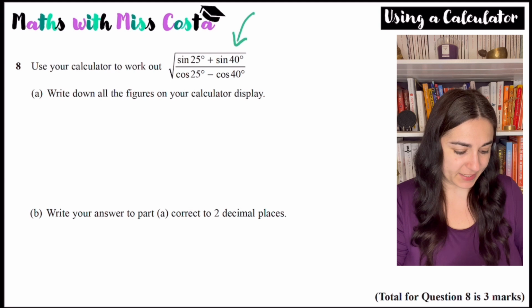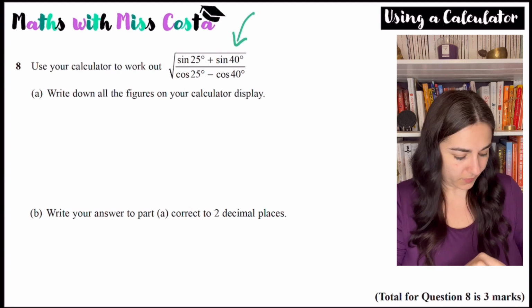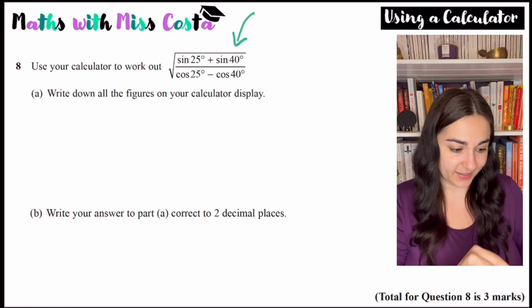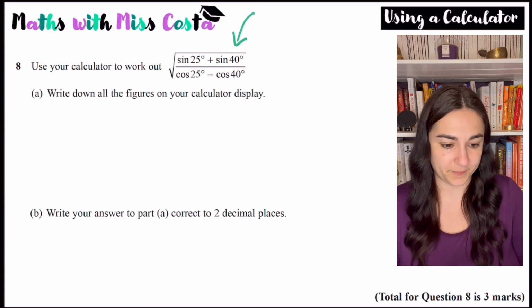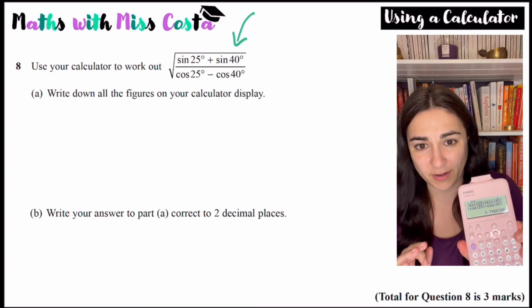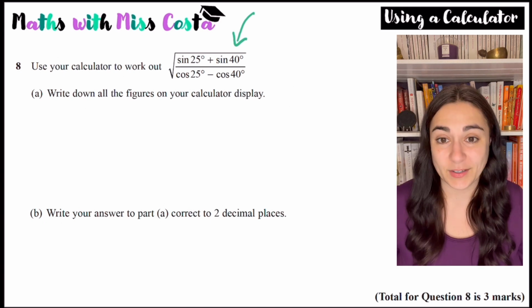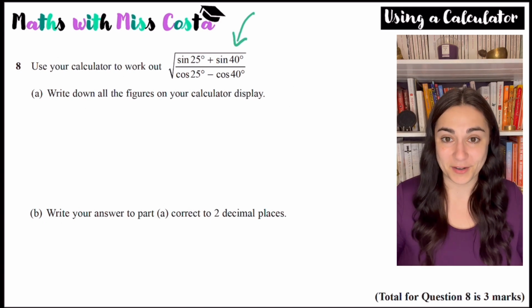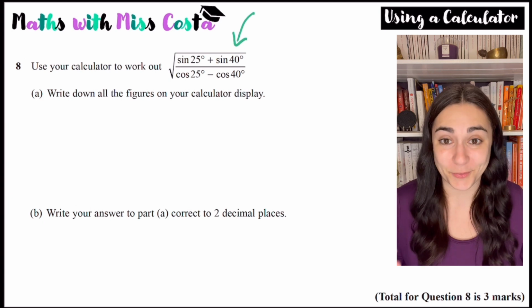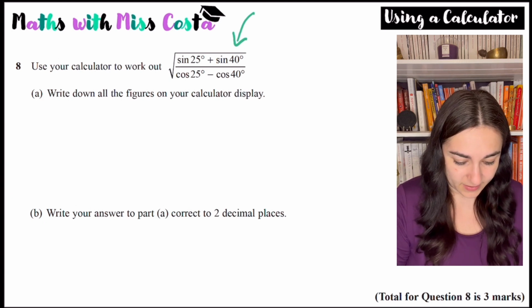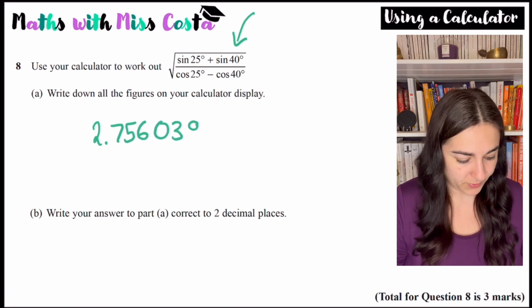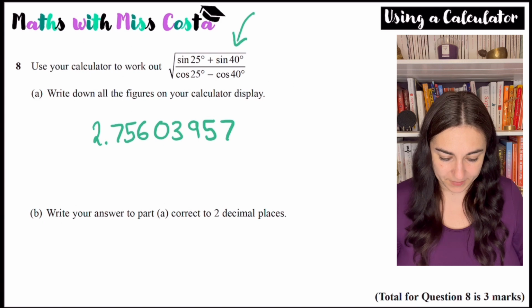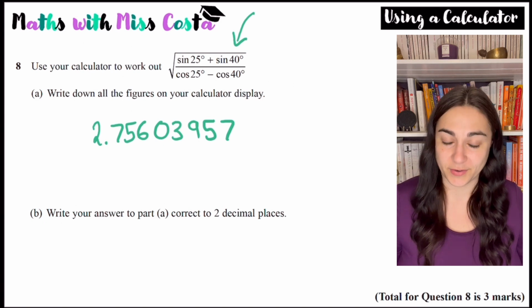So sine 25 plus sine 40 over cos 25, close the bracket, take cos 40. Remember, when you're dealing with trigonometry, always close the bracket. And then we press equals. So you've got everything in your calculator and you press equals, and it says write down all the figures on your display. So the amount of people that just write like one decimal, just write down what the question is asking you. So we'd write 2.7560397.